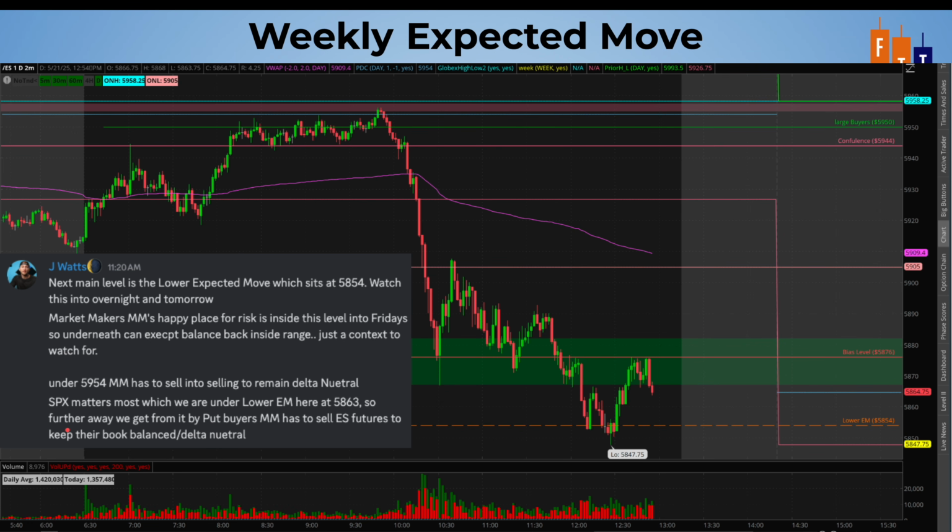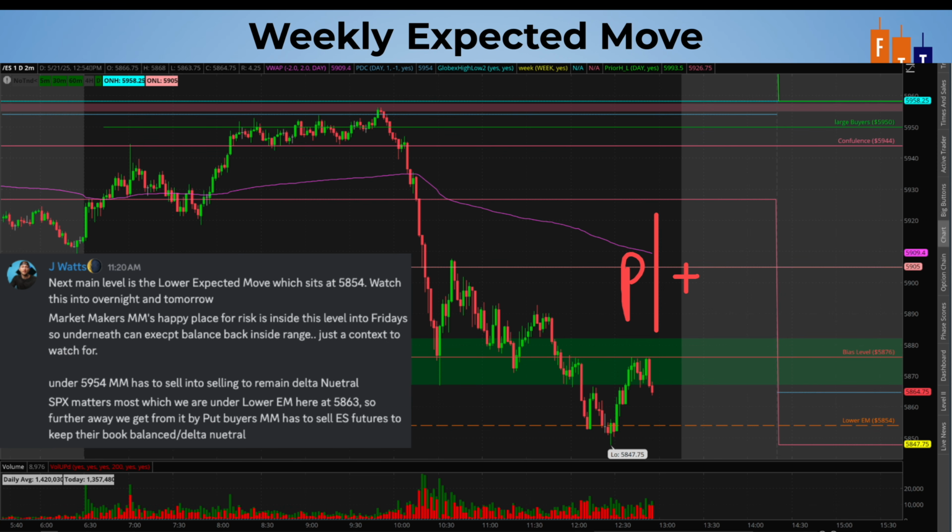Key point here. The further away we get from it by put buyers, the market maker has to sell ES futures to keep their books balanced and delta neutral. So what's happening here is you have a ton of people buying puts on the SPX. All right. And when you buy a put, you are agreeing to sell shares at a lower price. And so when you are selling shares, the market maker has to sell you those puts. And when they sell you those puts, the market maker is agreeing to, I'm going to rewrite this. Yeah, I rewrote it. When you buy puts, the market maker sells you puts.